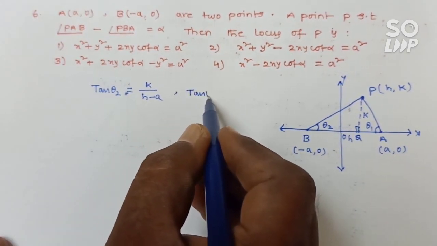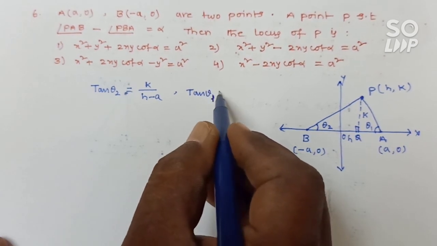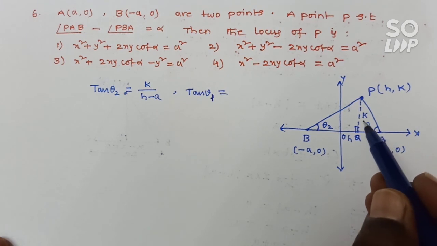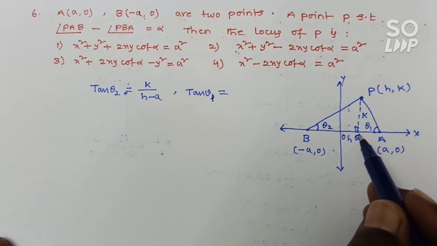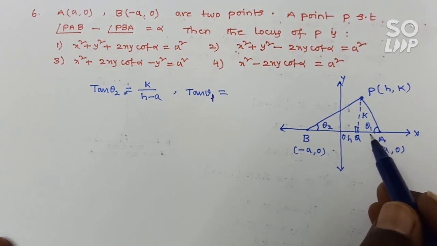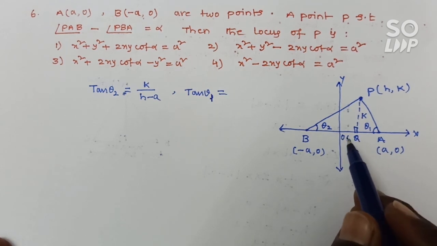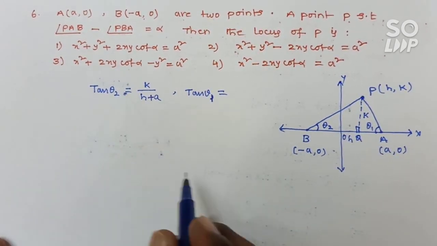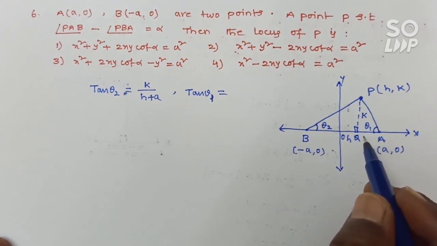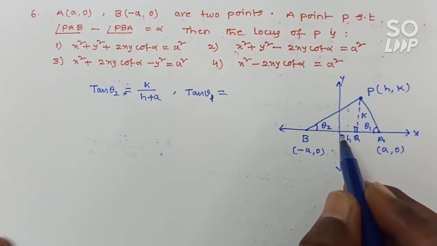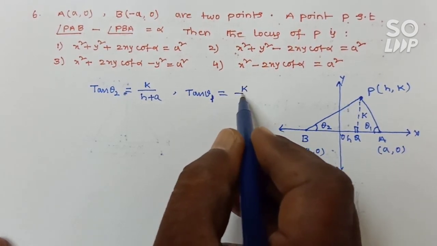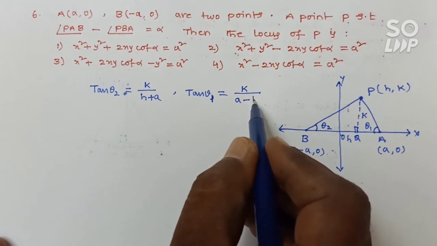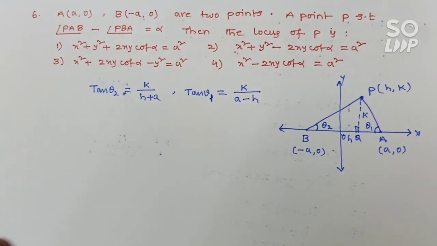Tan theta 1 is equal to, this is the opposite side and this one is the adjacent side. K whole divided by this, that is QA. QA length is nothing but, we have to consider the length. QA is equal to, this total length OA is small a, and this one is H. That means A minus H. So K whole divided by A minus H, that is tan theta 1.